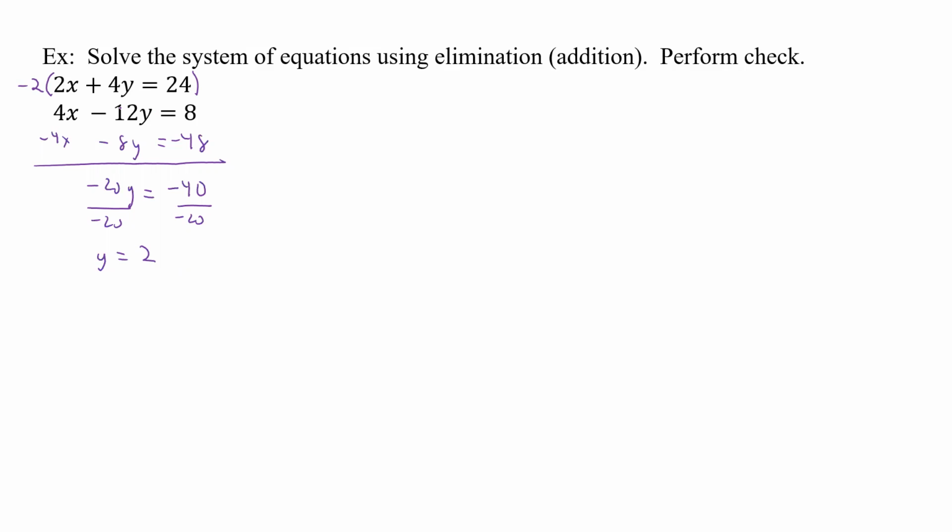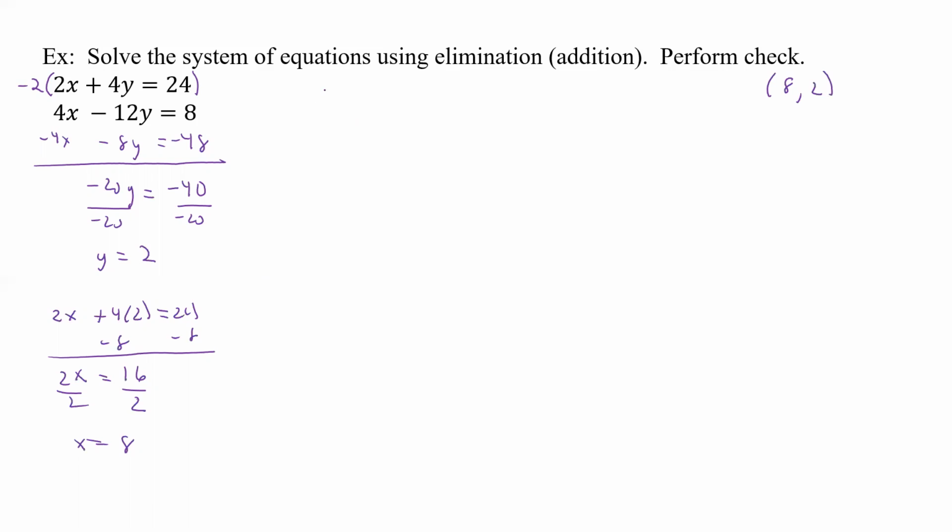Now I plug it back in and solve. Now, which one of these looks like it's going to be easier? It really doesn't matter, so I'll plug it in the first one. So 2x plus 4 times 2 equals 24. All right, so that's 8. So if I subtract 8, that gives me 2x is equal to what, 16. And so divide by 2, x is equal to 8. Okay, so I'm saying my solution should be 8 comma 2.